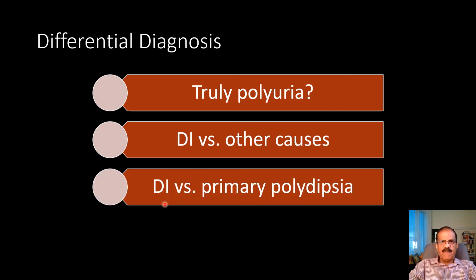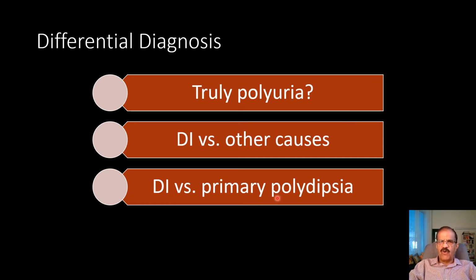Now, the third step is to differentiate true diabetes insipidus from a condition which is called primary polydipsia. This used to be called psychogenic polydipsia also. Patients with diabetes insipidus have two cardinal symptoms, polyuria and polydipsia. And patients with primary polydipsia also have the same two symptoms. Because of some psychiatric problem or some unknown cause, they just drink too much water. So the primary problem here is drinking too much water.